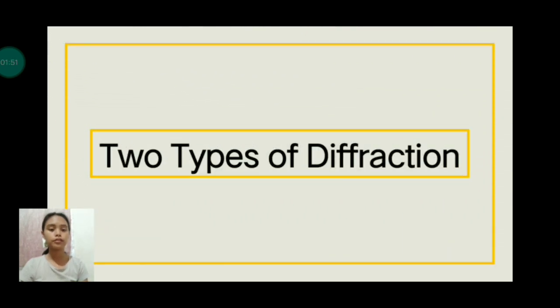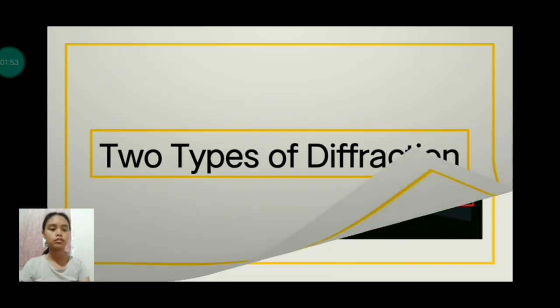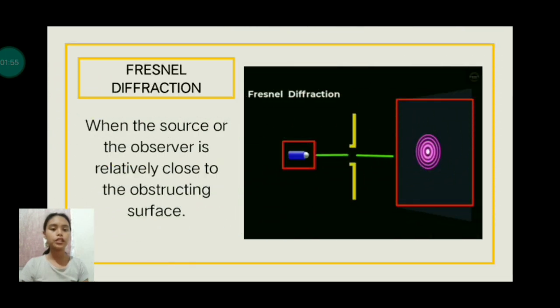Two types of diffraction. First is the Fresnel diffraction. It is when the source or the observer is relatively close to the obstructing surface. This proximity results in complex diffraction patterns.